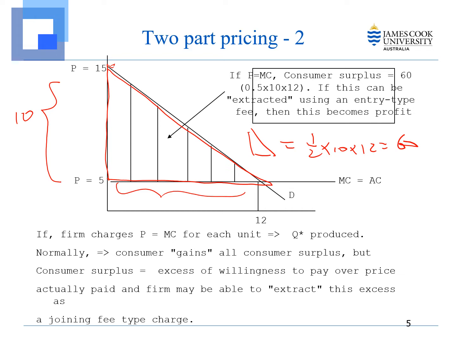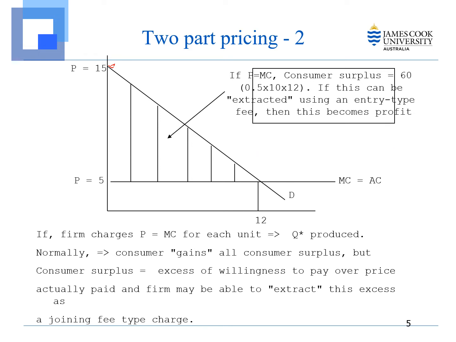Then after that, you are able to purchase my product at the flat rate of $5 each unit. So in such cases, the firm can actually achieve even higher profit than in the MR equal to MC case.